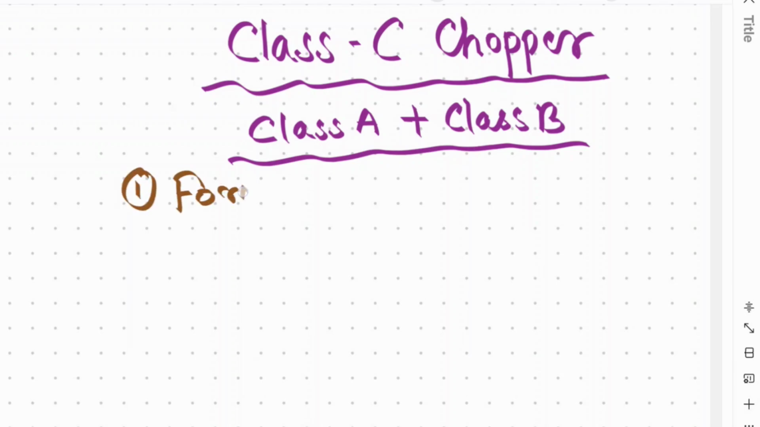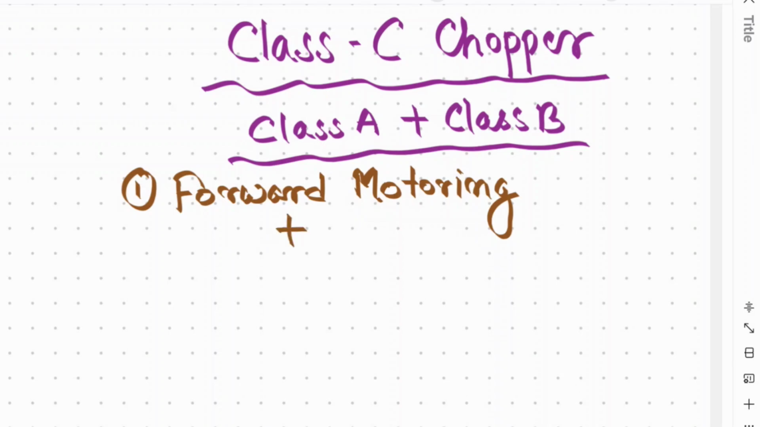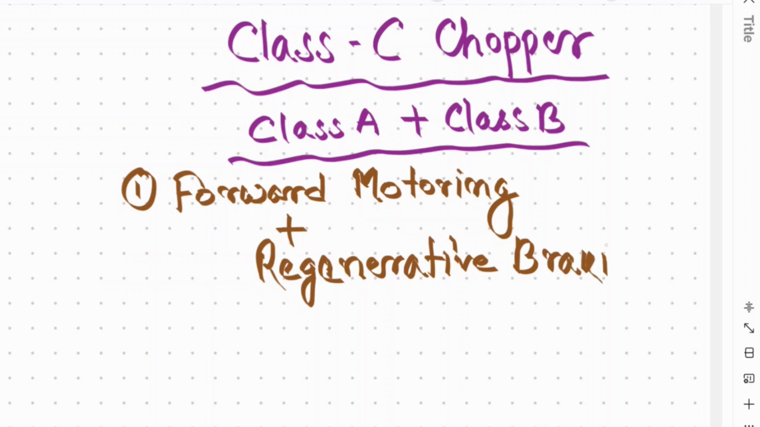when power flows from source to load, and it can switch to regenerative braking mode. Regenerative braking mode means power flows back.